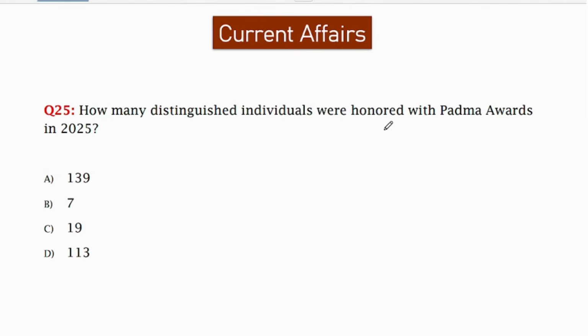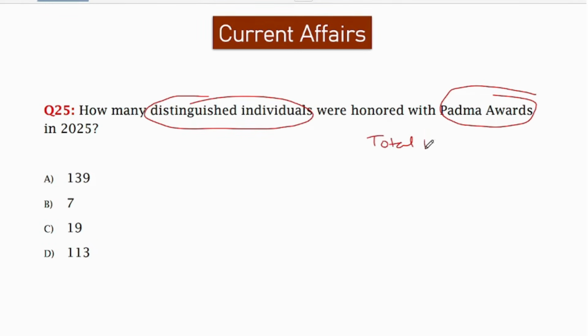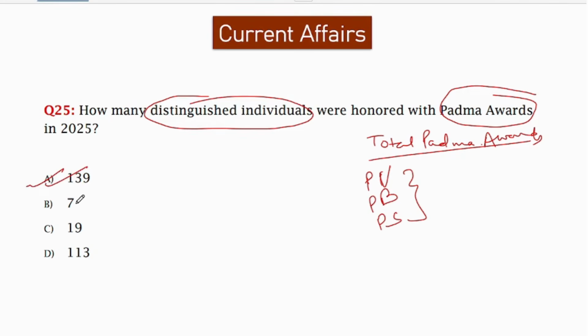All right, so I asked you to read the question carefully. The question here says how many distinguished individuals were honored with Padma Awards. So it is asking for total Padma awardees count. You know that in Padma Awards there are Padma Vibhushan, Padma Bhushan, and Padma Shri. So all three put together, how many total awards were given? So total count was 139. 7 is the count of Padma Vibhushan, 19 is the count of Padma Bhushan, and 113 is of Padma Shri. All right. So with this, we have completed current affairs section.